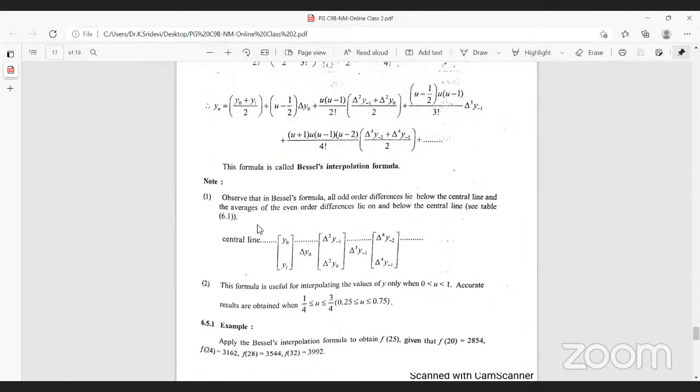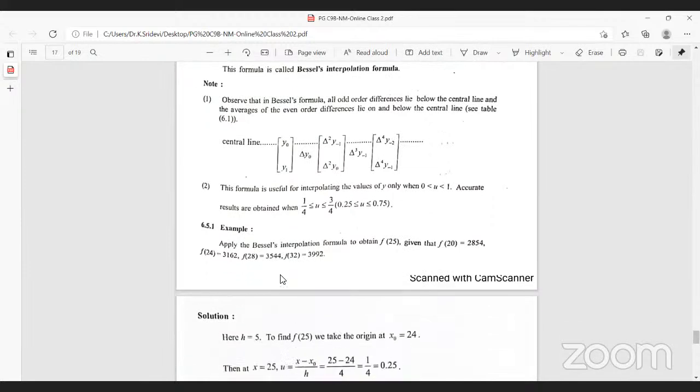From the starting table, you can observe that these are on the central line. These values are below the central line. These are also below the central line. So anyway, odd differences are in the formula. Odd differences are below the central line, and the even differences are on the central line and below the central line.